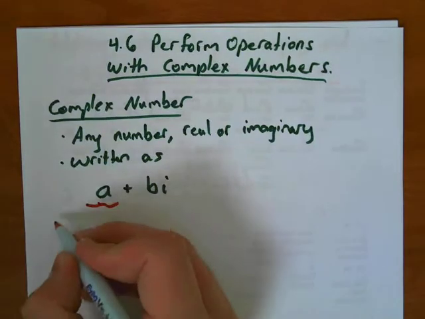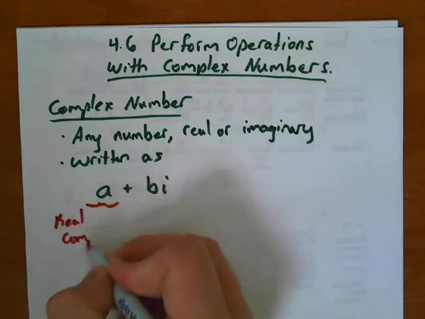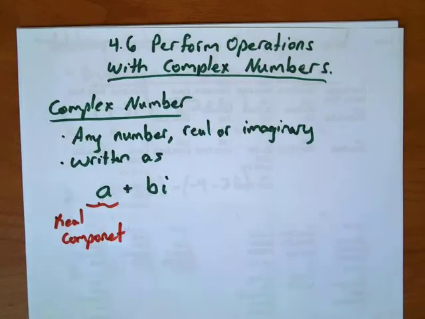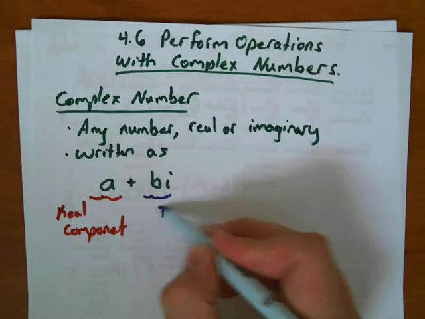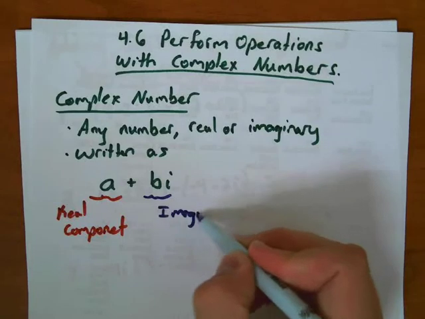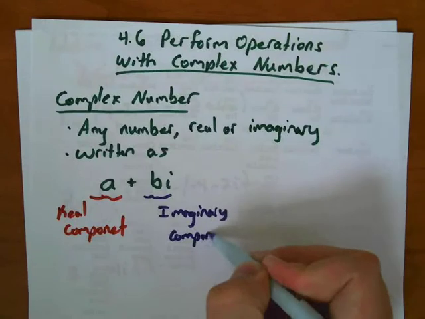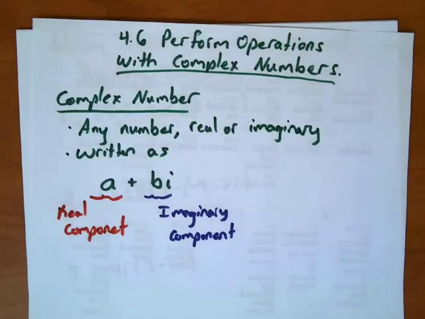This part right here is called the real component. This is the part of the number that's real. And this part over here is called the imaginary component. Any number that you've ever thought of can be written in this particular form.